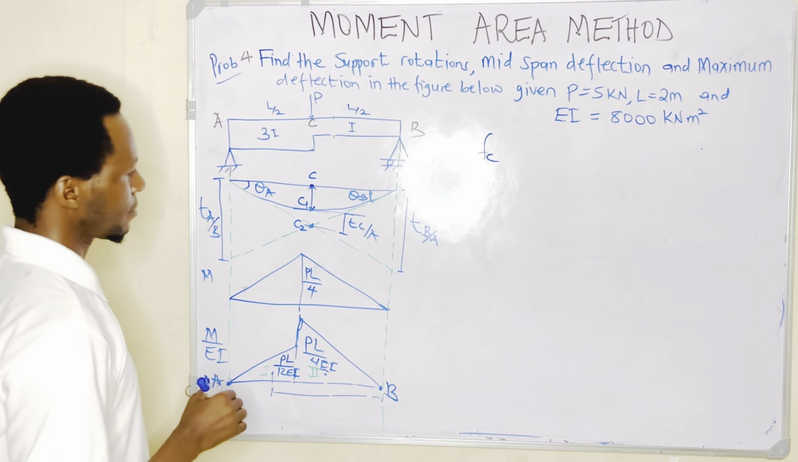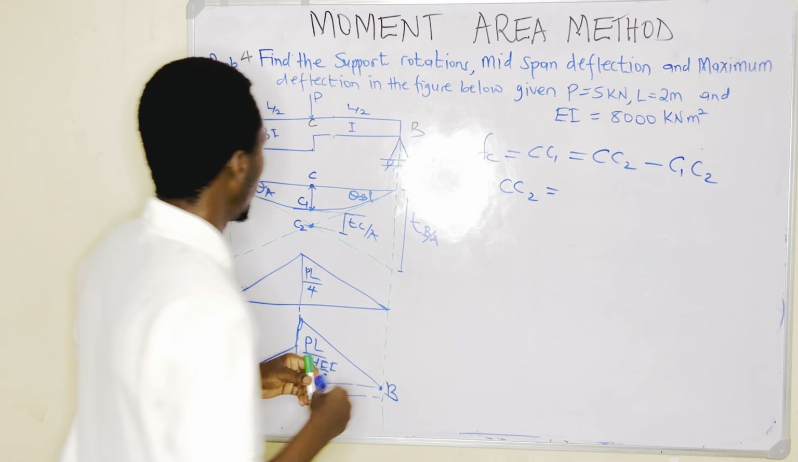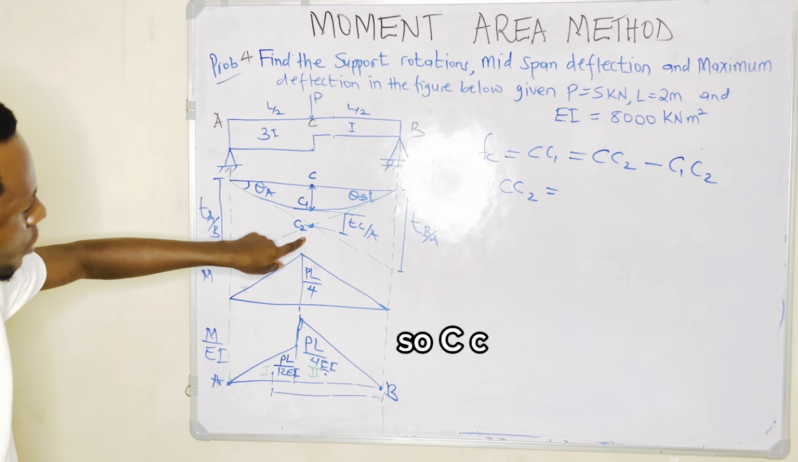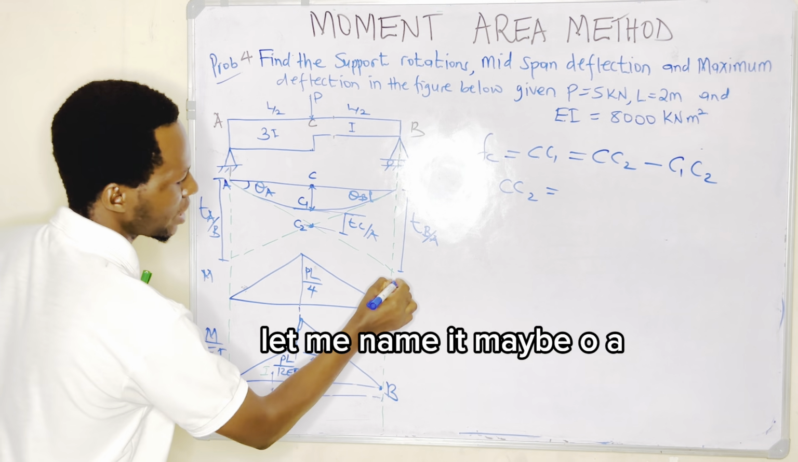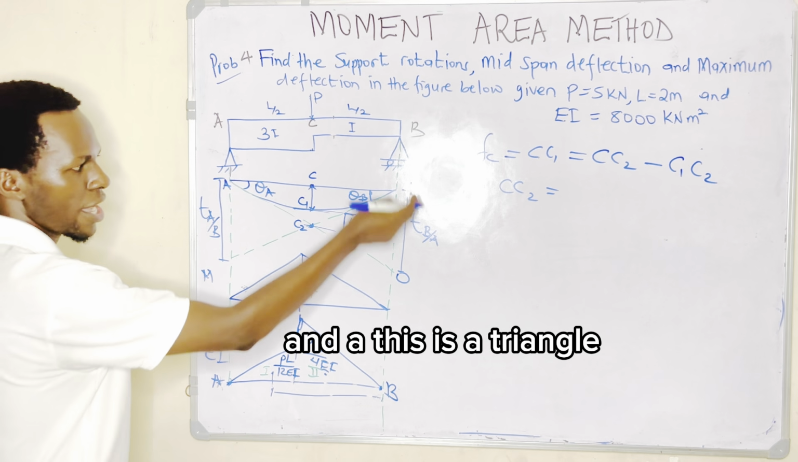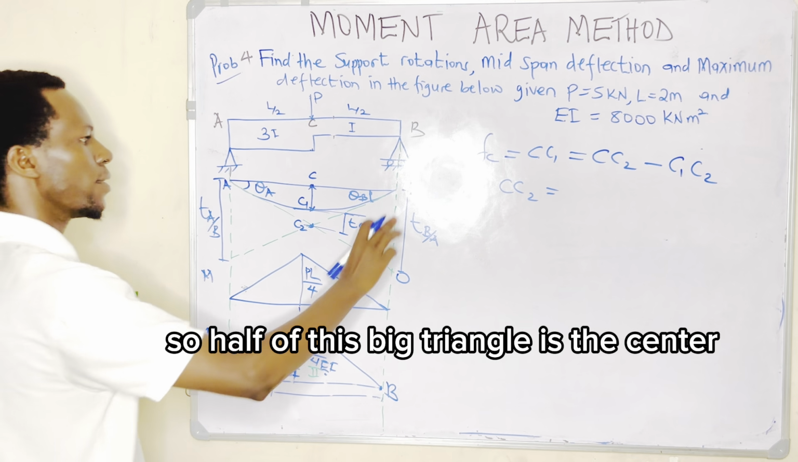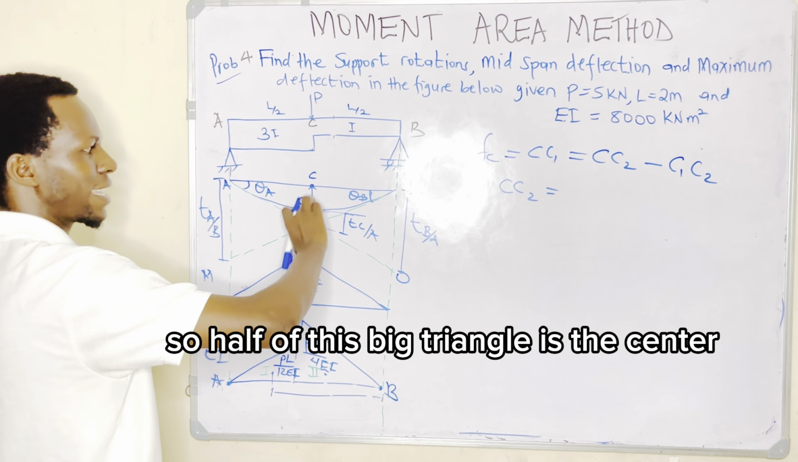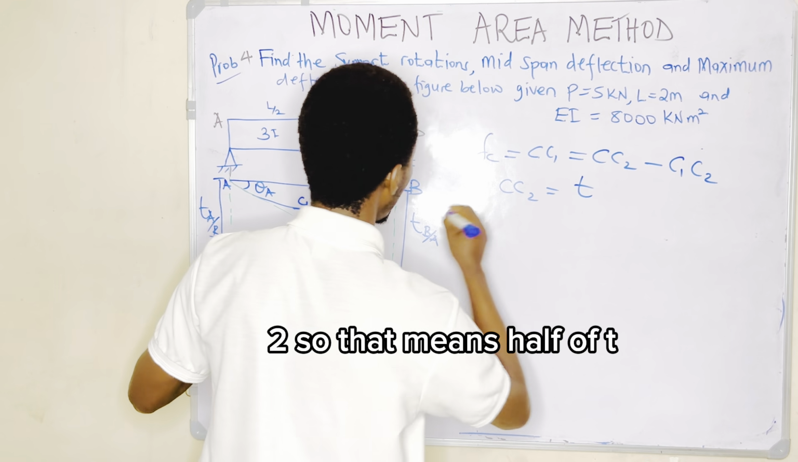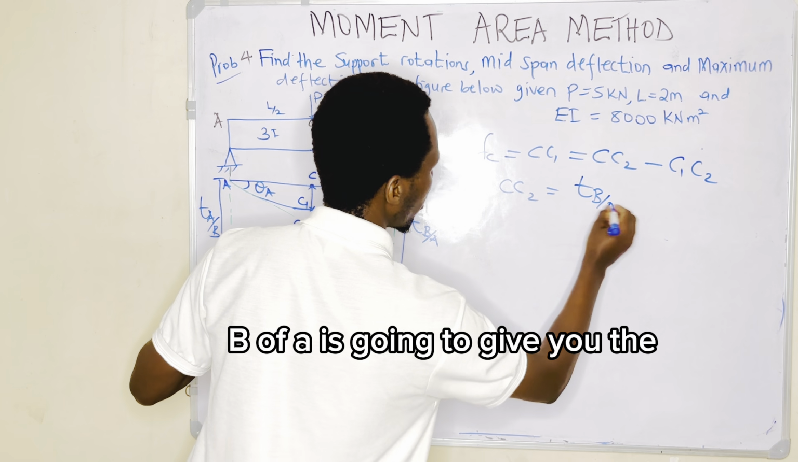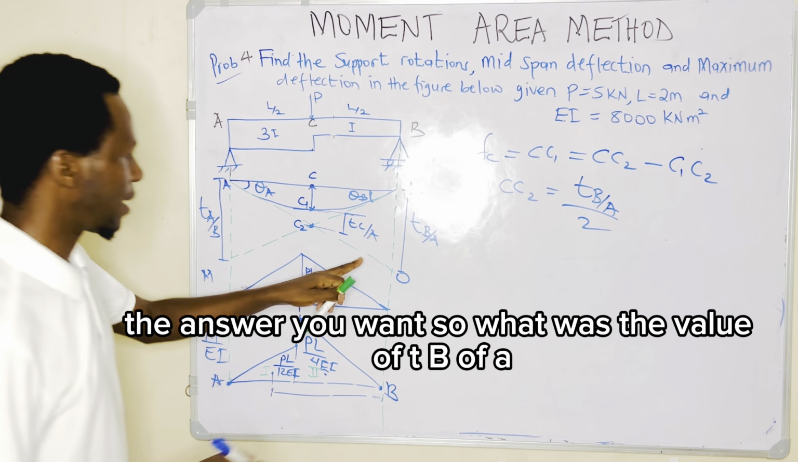So I have a task. Can I find C C2? So C C2 from point A to this point, let me name it maybe O. A, O, then this is B. A, O, B, and A. This is a triangle, a big triangle, right? So half of this big triangle is the center, which is C C2. So that means half of TB of A is going to give you the answer you want.